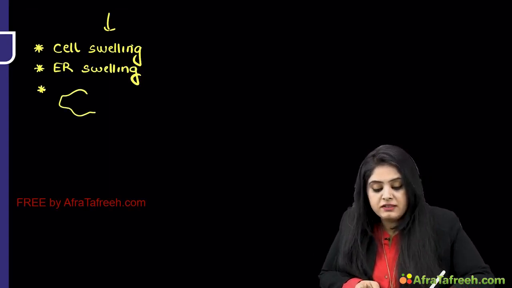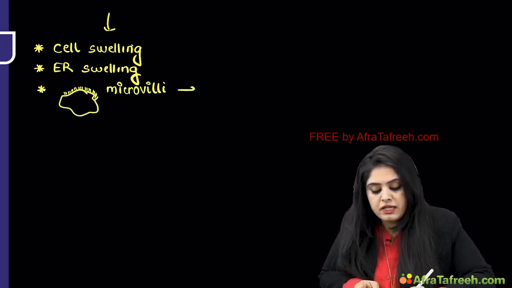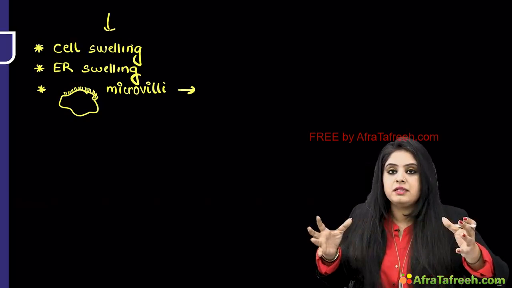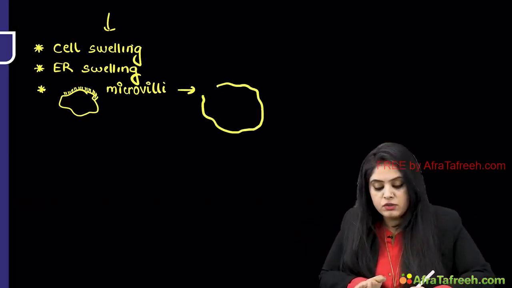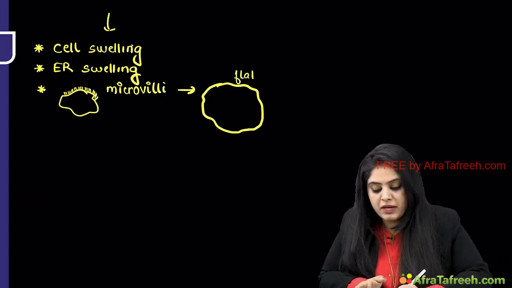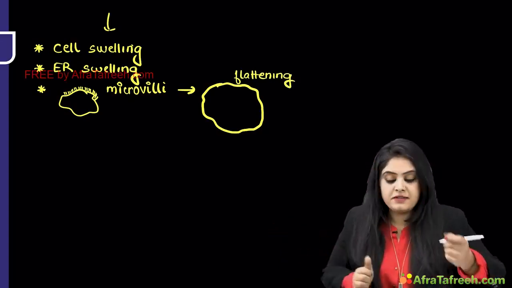There are many cells in the body which are going to have tiny projections called microvilli. Don't you feel if a water balloon is expanding, or if a cell is becoming bigger and bigger, these microvilli are going to be flattened? Because the surface area will start increasing. So gradually they will start getting flattened.